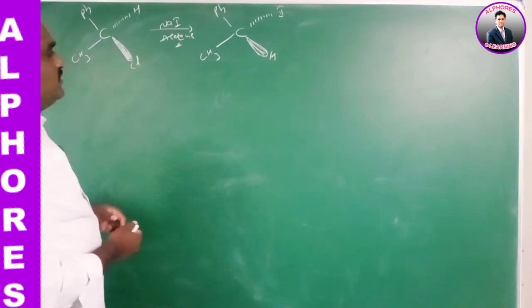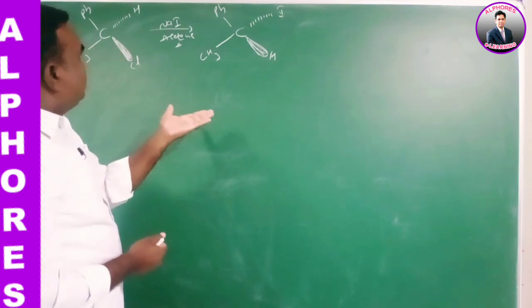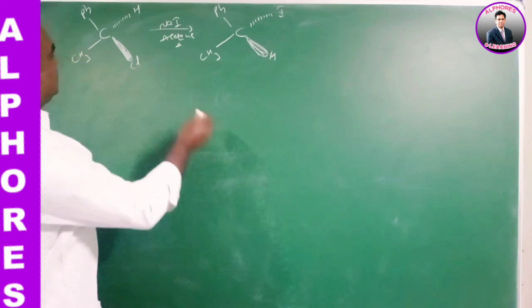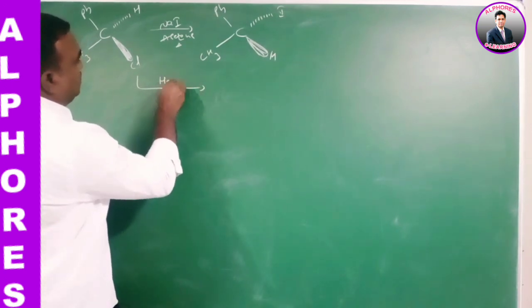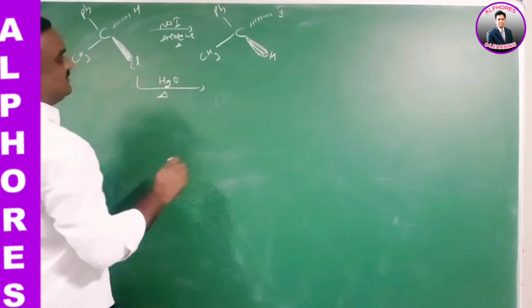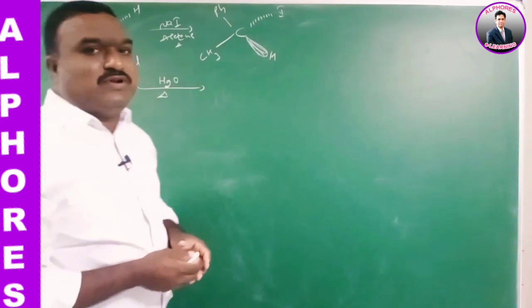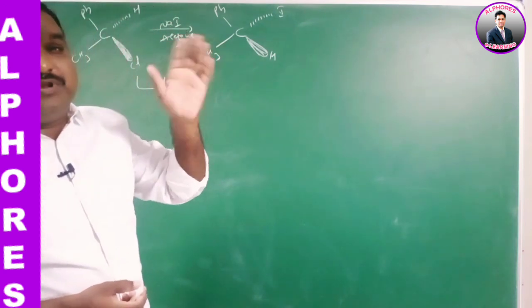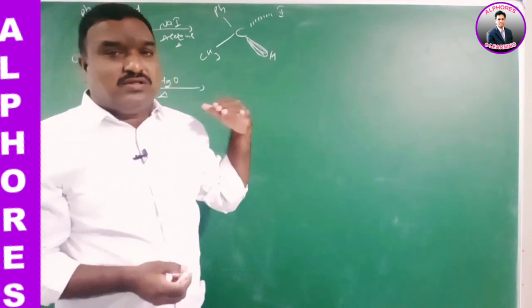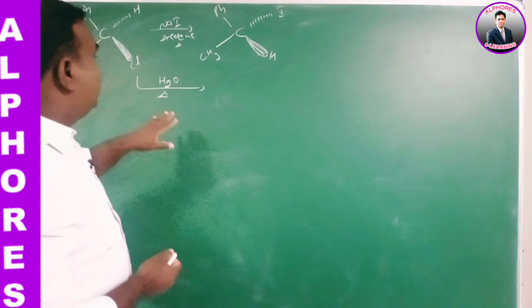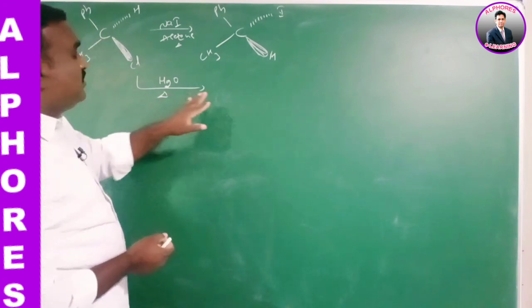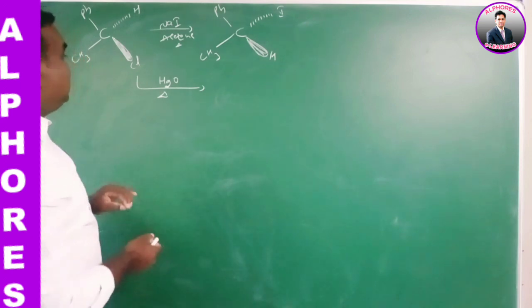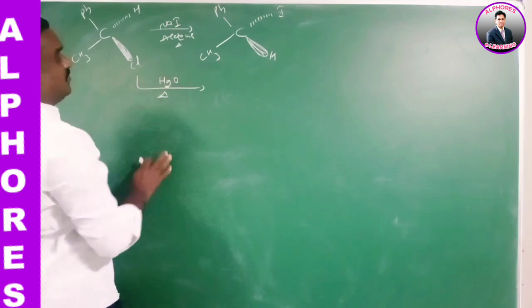Walden inversion product. If simple SN1 is given, we have to write the racemic mixture. For example, in this case, H2O is given, and the temperature is low, 30 to 35 degrees centigrade. Already I told you, if a high temperature like 80 or 90 is given, the molecule undergoes elimination. But if a low temperature is given, the molecule follows what type of mechanism? Substitution mechanism. The major one is substitution. The Cl is replaced by OH.